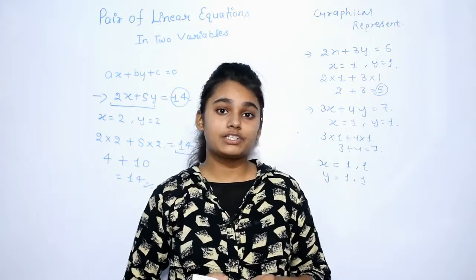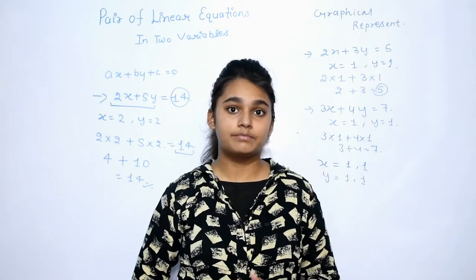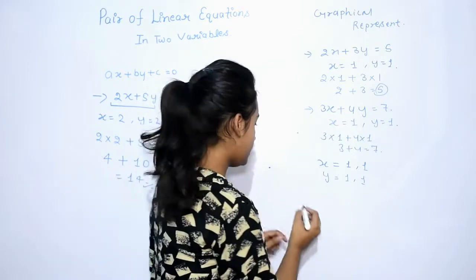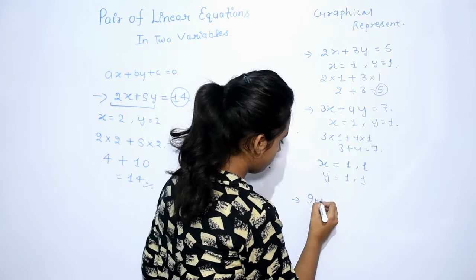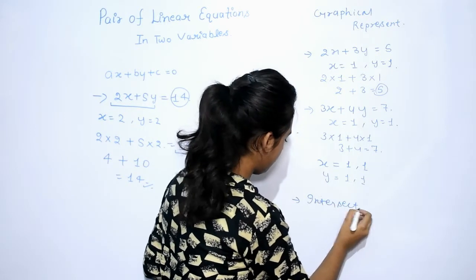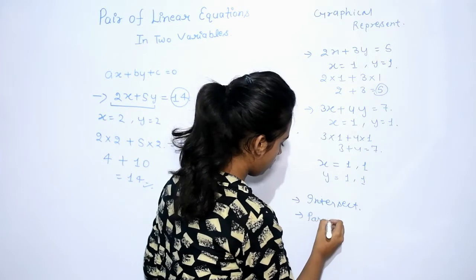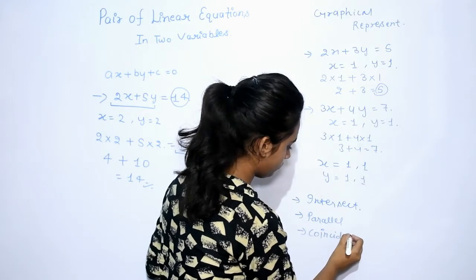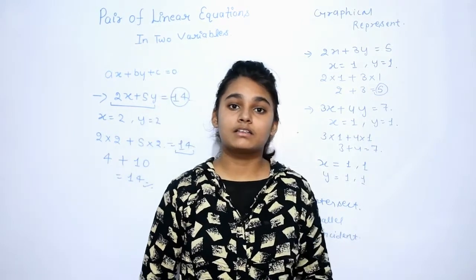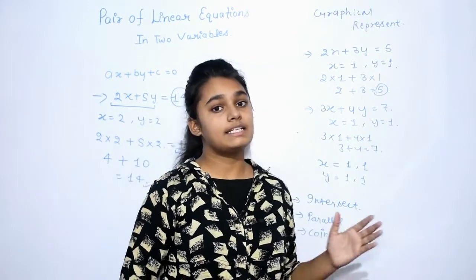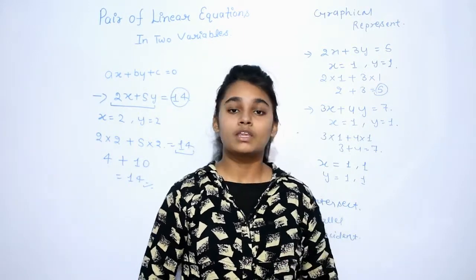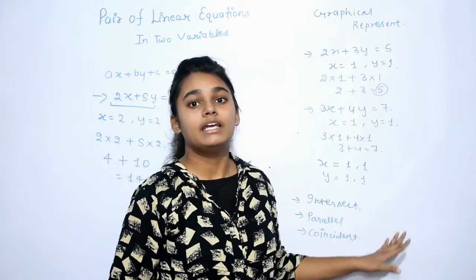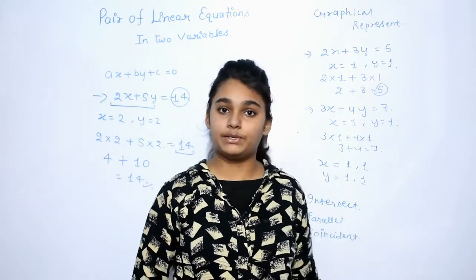For the representation of the graph, we need two straight lines, and both should be considered together. For this we have three properties: first intersecting, second parallel, and third coincident. So these lines can be intersecting, these lines can be parallel, and these lines can be coincident. The lines given to us in the graph can be intersecting each other, parallel to each other, or coincident to each other.